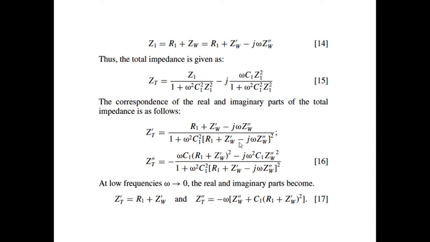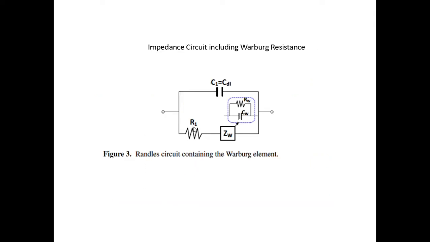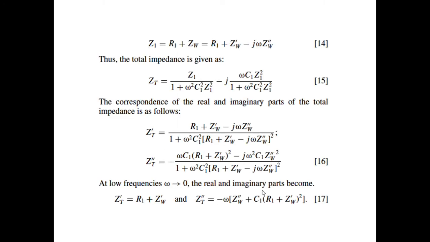So then we can split the real part like this and the imaginary part like this, for this total impedance. At lower frequencies, what happens? At low frequencies, you will have only R1 and Z'W. At low frequency, this capacitor will be blocking. So actually you will have the solution resistance plus this and this at low frequency, and the real and imaginary parts become something like that. This will be the real part, and this will be the imaginary part.